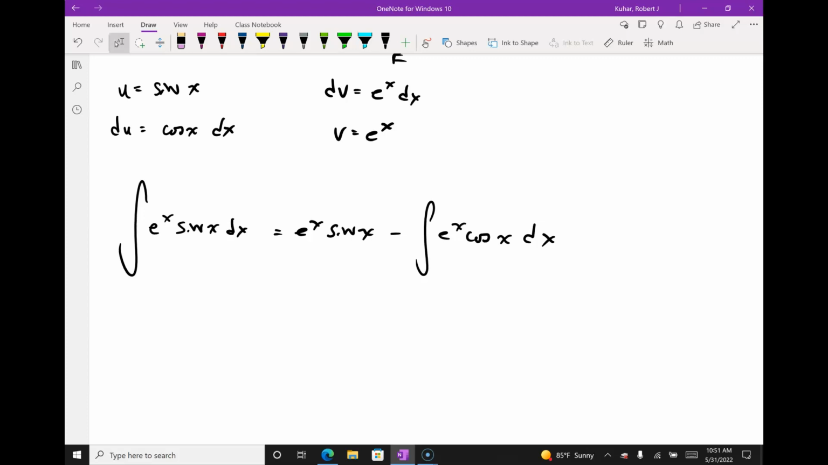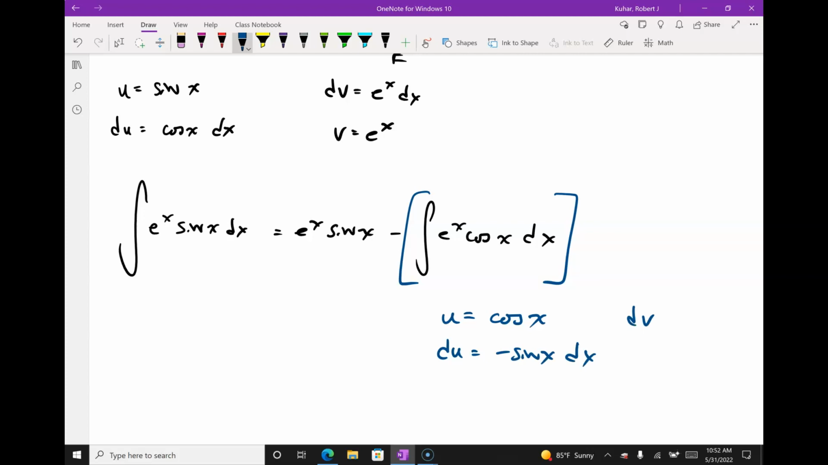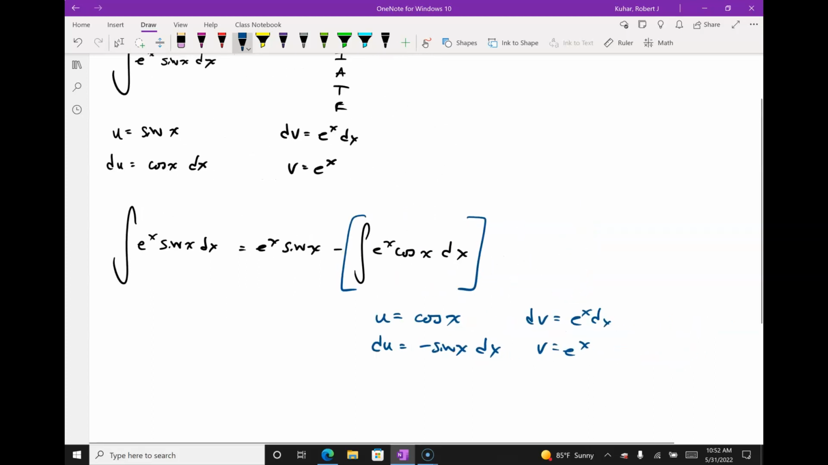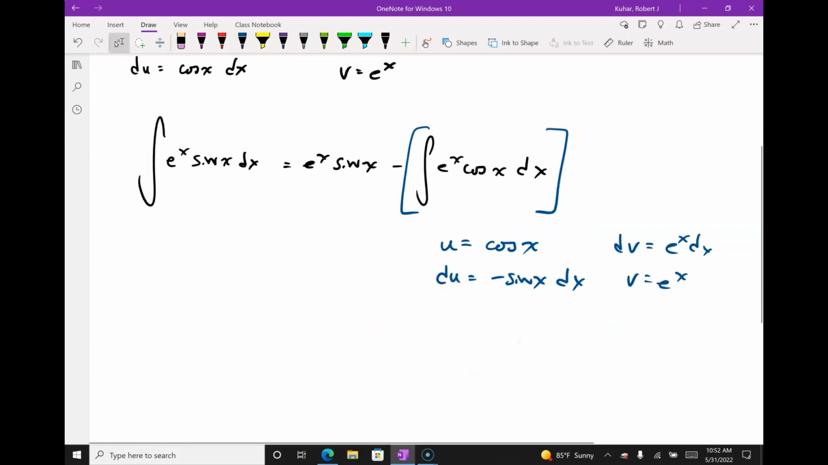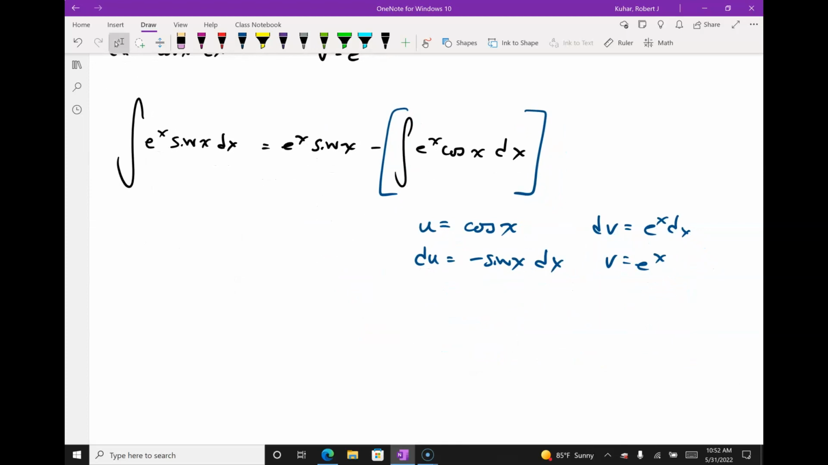So watch how I do this process, right? I need to pick a u again. It's going to be cos of x. The du is negative sine x dx. My dv is still e to the x dx, and my v is e to the x. So look at what I'm doing. I've got my whole original problem and then a new by parts problem inside of that.